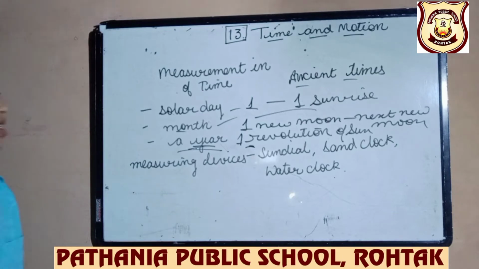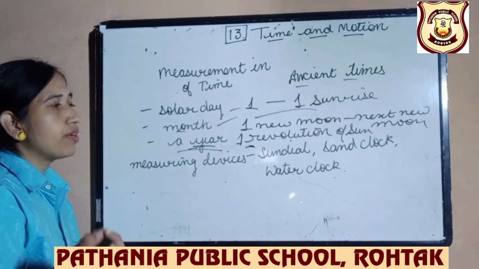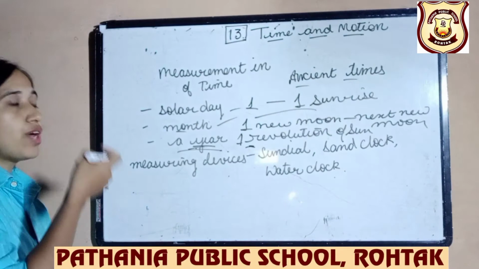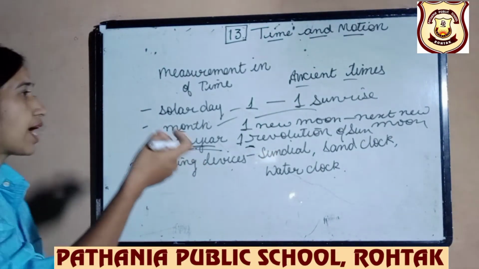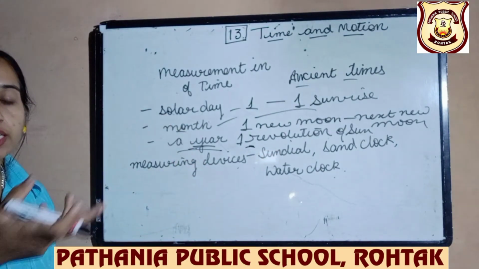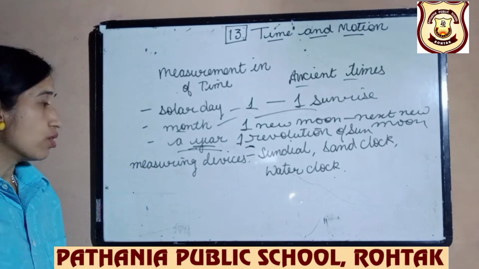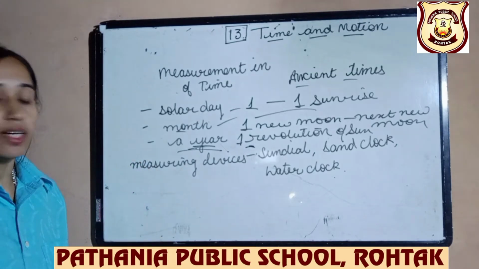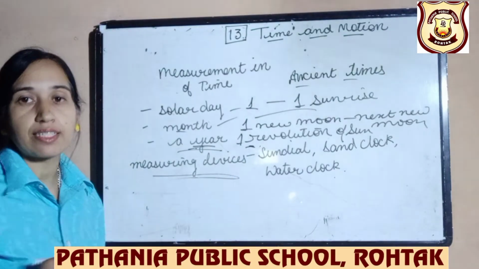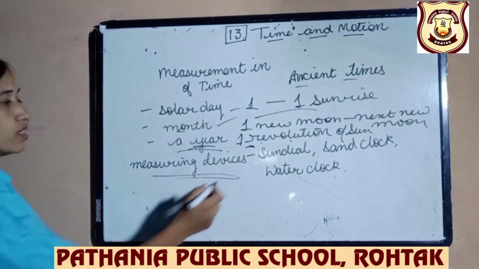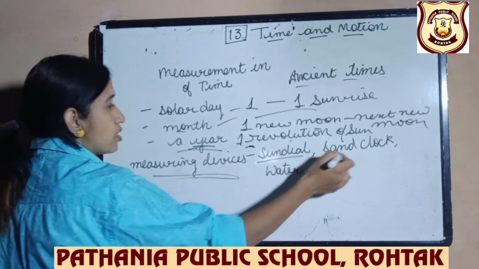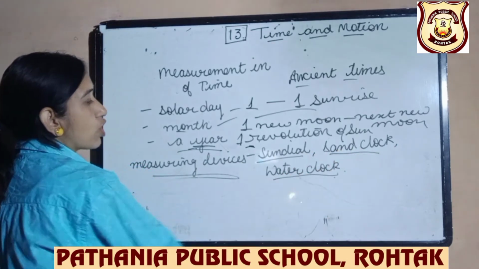So our ancestors, for a short period, if they had to calculate, they had to note it down: this work has been done in so many seconds. We are talking about nowadays. How much time did it take? So how are they going to calculate that? They are using measuring devices, right? What are those devices? Sundial, sun clock, water clock.